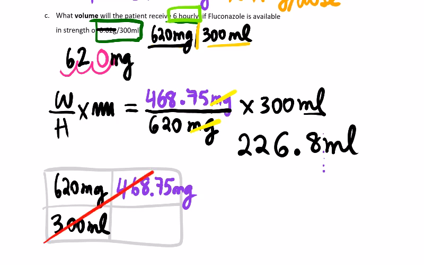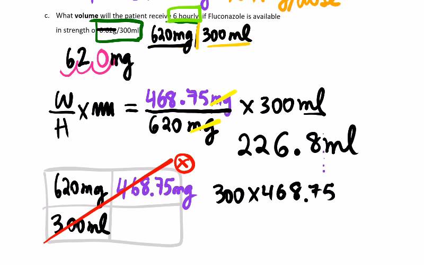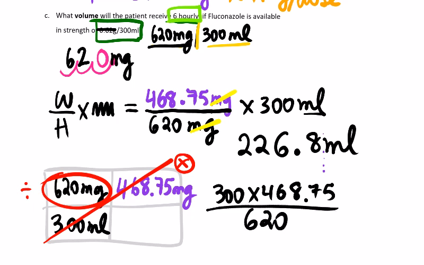Do the multiplication of the elements in the main diagonal. 300 mils times 468.75, and divide by the third number, the 620 milligrams. So we do the calculation and we get exactly the same answer as before, 226.8 mils rounded to 1 decimal place. So this is the more sensible rounding. We don't need all those decimal places after the point.